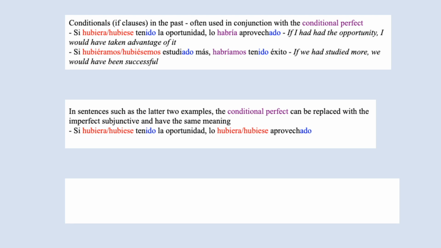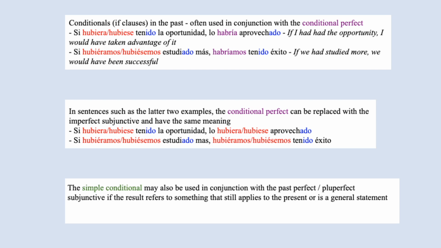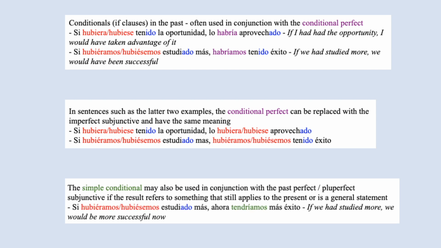And in these types of conditional sentences, you can replace the conditional perfect with the imperfect subjunctive conjugation of haber, and it will have the same meaning. Si hubiera tenido la oportunidad, lo hubiera aprovechado. Si hubiéramos estudiado más, hubiéramos tenido éxito. And you can use the simple conditional with the pluperfect subjunctive if the result refers to something that still applies to the present or is a general statement. Si hubiéramos estudiado más, ahora tendríamos más éxito. Later on in Unit 6, we will study these types of conditional sentences in more detail.